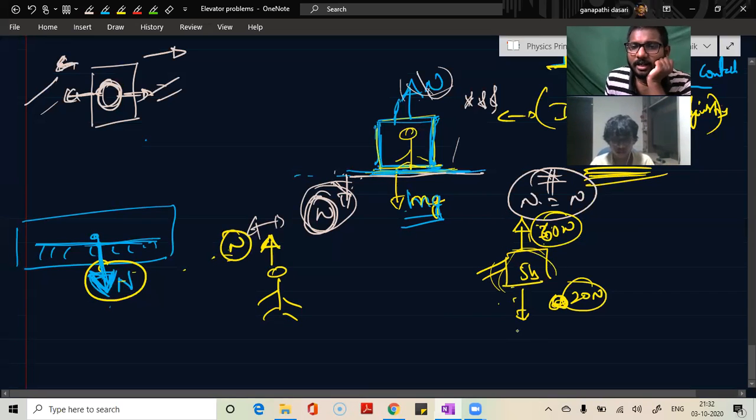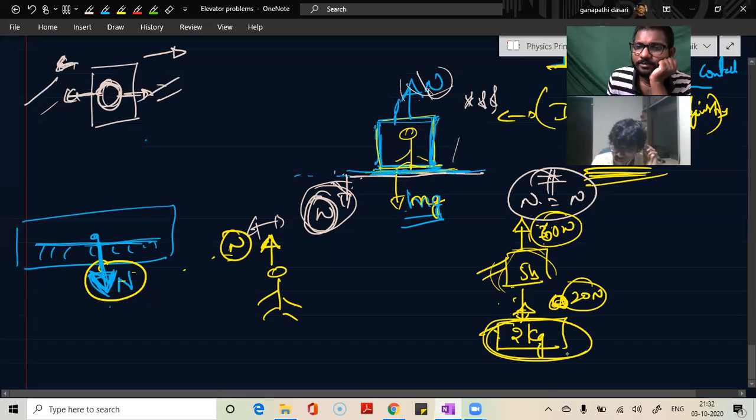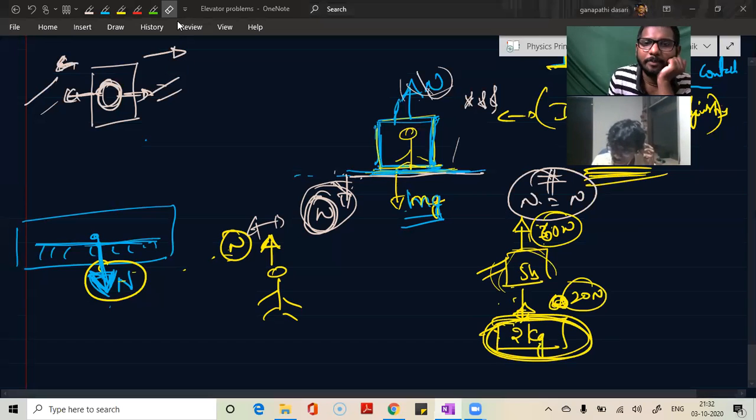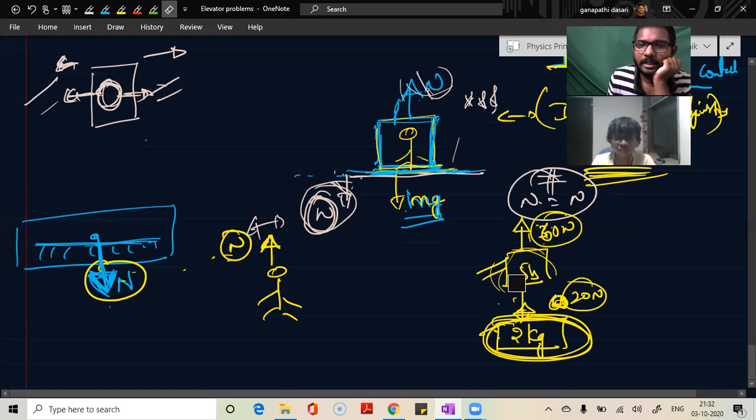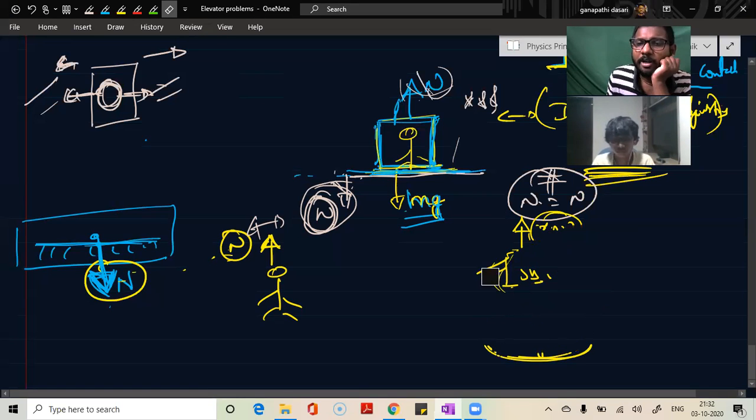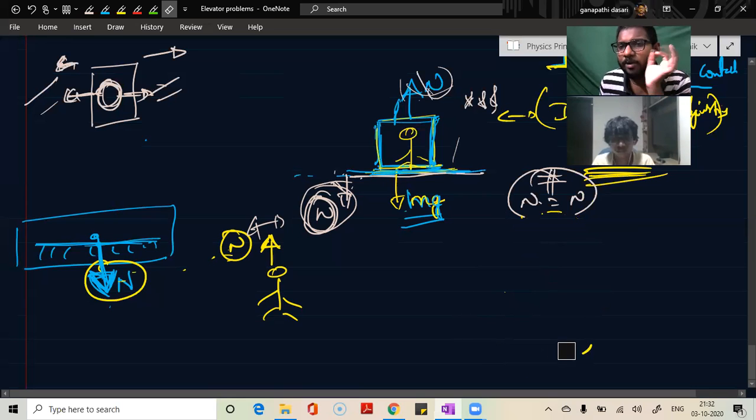Now this 2 kg block, another block I'm keeping here. There will be 20 newtons, which will be acting only on this 2 kg block. This is not a proper example. When you are writing the free body diagram of Hassan, you need to carefully understand only the external forces on you, not on me.